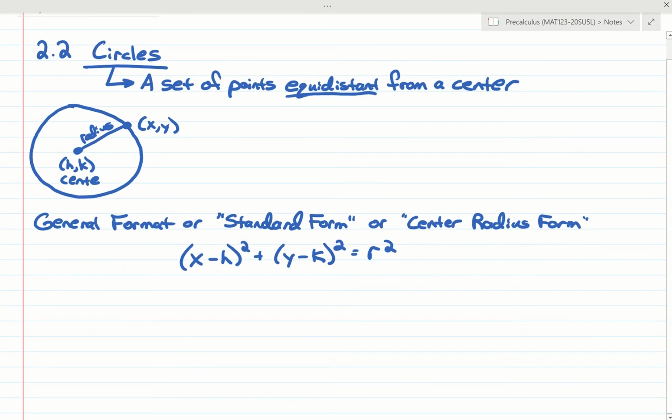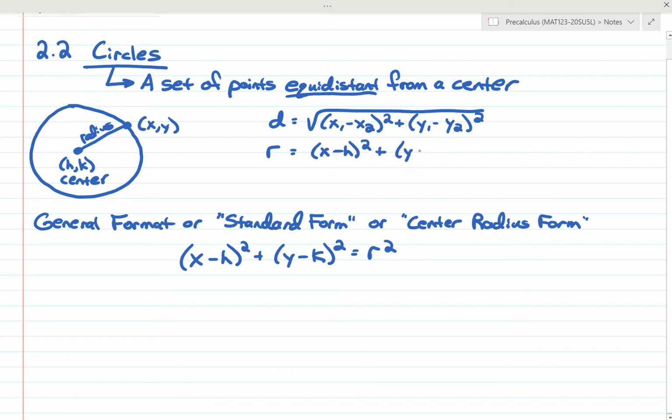Now this actually comes from the distance formula. Remember, the distance formula says we take the square root of (x1 minus x2) squared plus (y1 minus y2) squared. Well, the distance is called the radius, and we're finding the distance between the center and a point on the exterior. So this would be (x minus h) squared plus (y minus k) squared inside of a square root, but that doesn't look pretty, so if we square both sides, we get (x minus h) squared plus (y minus k) squared equals the radius squared. So that's what we want our equations to be in.